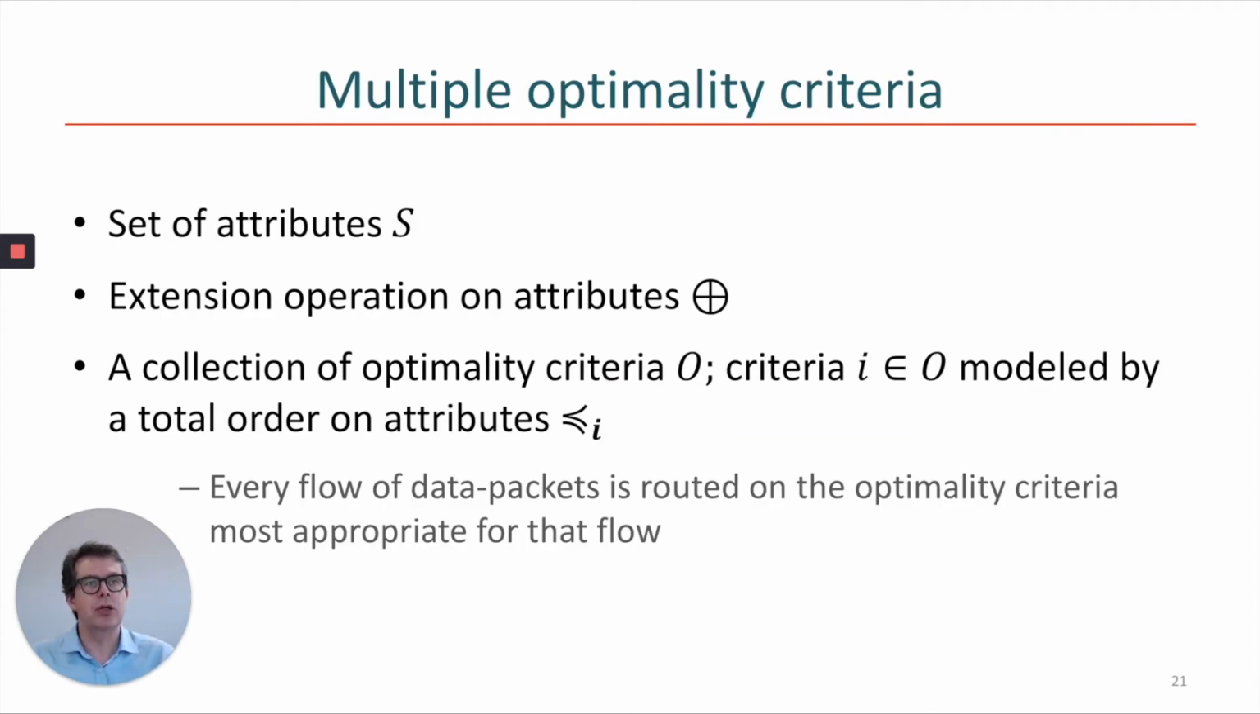So far, I've talked about routing on a single optimality criterion, but the title of the talk promises routing on multiple optimality criteria, and that problem has the following formulation. Again, there is a set of attributes, there is an extension operation from which the attribute of a path is obtained from the attributes of its links, and then there is a collection O of optimality criteria, each of which is represented by a total order on attributes. And the goal is for every flow of data packets to be routed on the optimality criterion that is most appropriate for that flow. How do we do that?